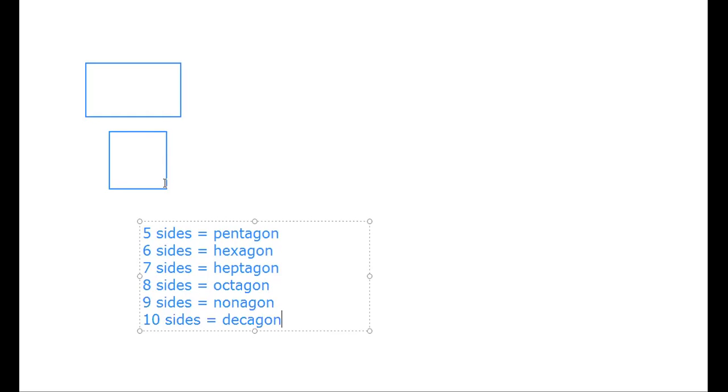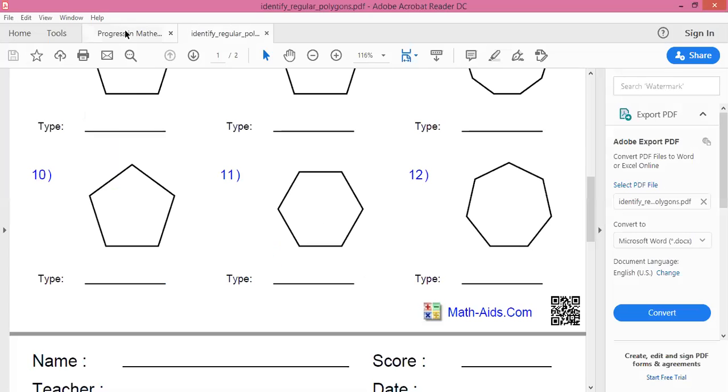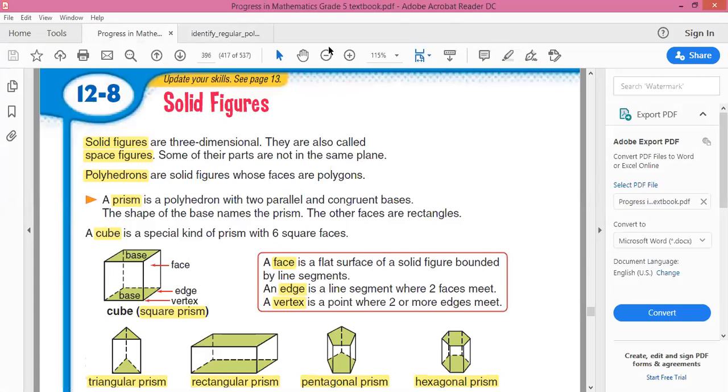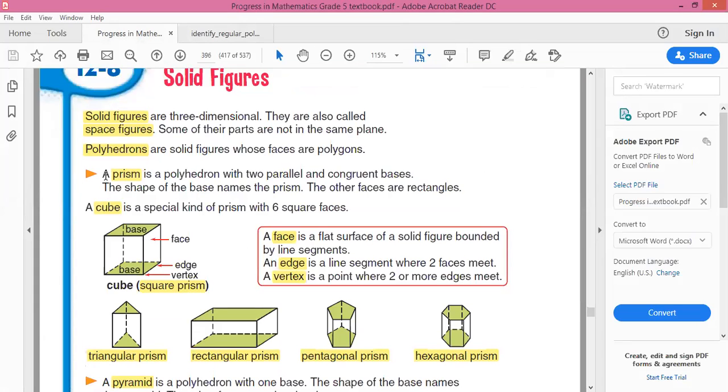Is it clear now? Everything ends with agon. Now let's move to our lesson, and we will study more about it. What can you see now? Is it the book or something else? Okay, I can see them. Now look at there.